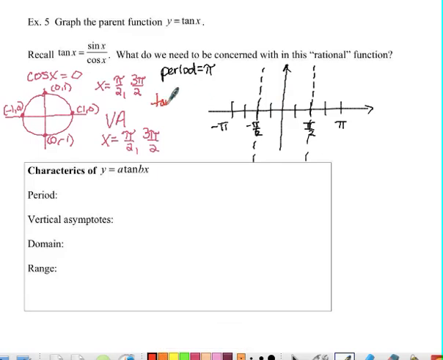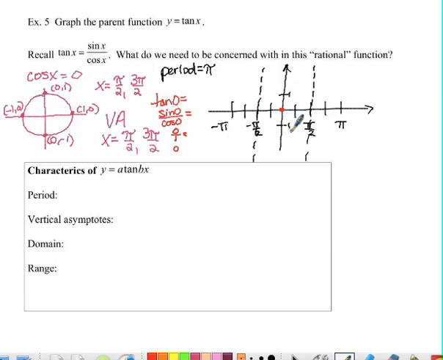Okay? Then I need to piece together some other things. What is the tangent of 0? Well, the tangent of 0 is sine 0 over cosine 0, because I know tangent x is sine x over cosine x. So I come over here to my unit circle, and the sine of 0 is 0, the cosine of 0 is 1, so this is just 0. So I plot that.